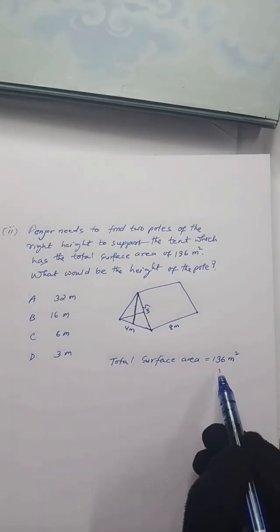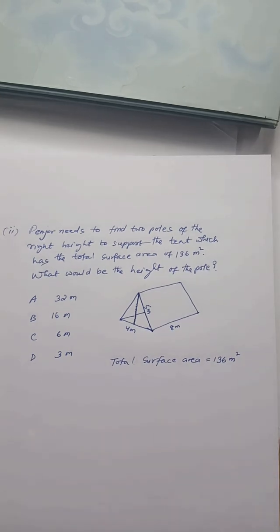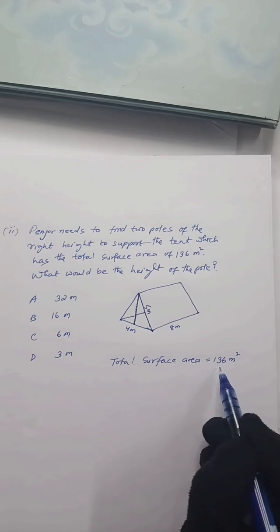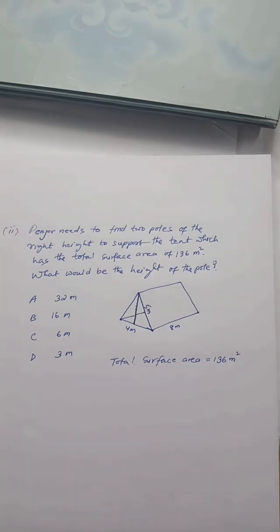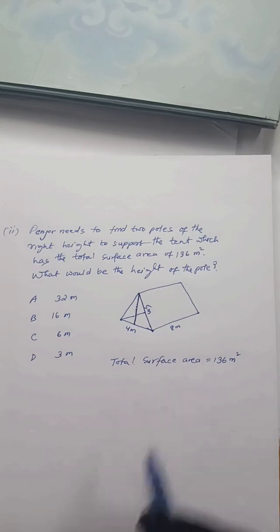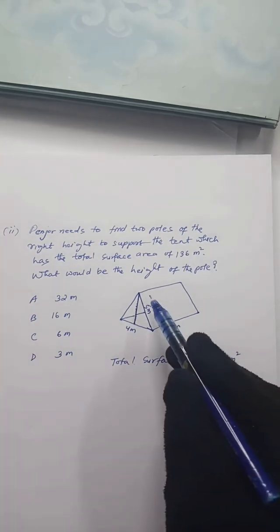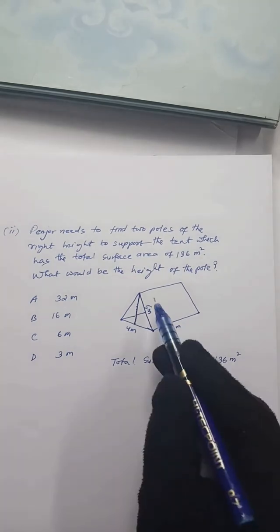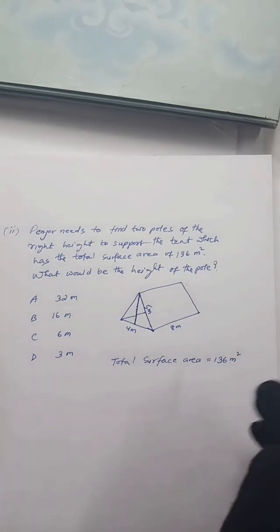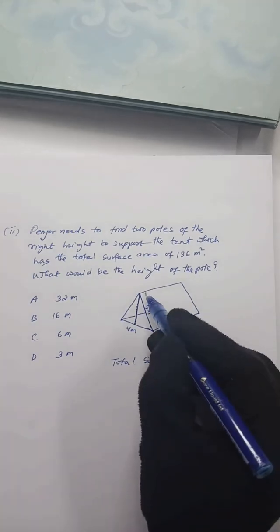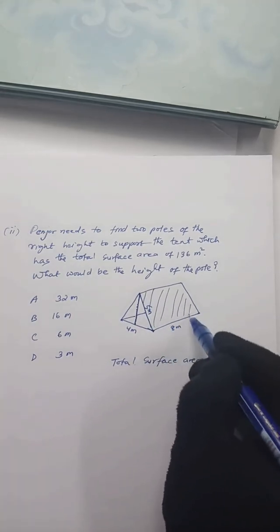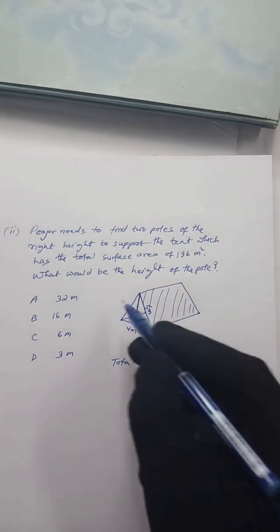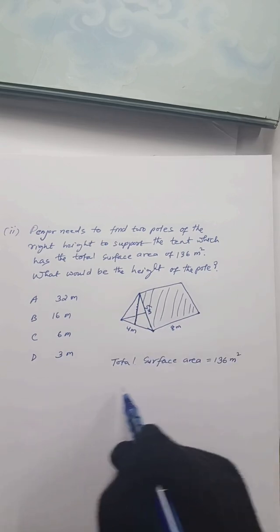The reason we have this information is that they are giving us a hint of what formula to use. Since total surface area is given, we should know that we need to use the formula related to total surface area. Now, I'm going to segment this tent into different parts. The first part is this sloping side, which is our roof. And this sloping roof is rectangular in shape.